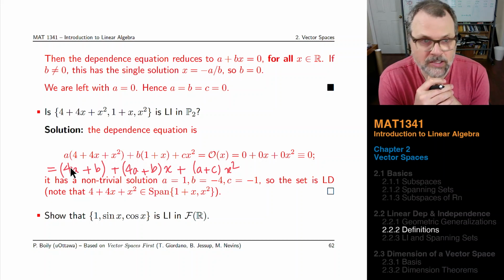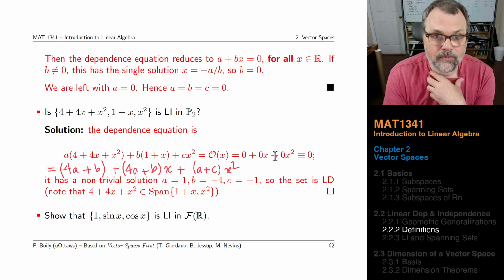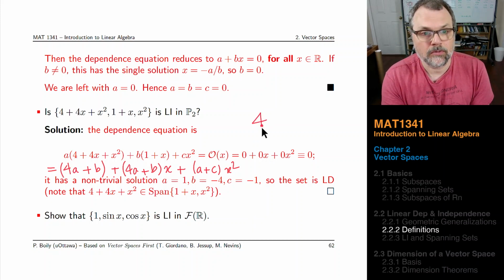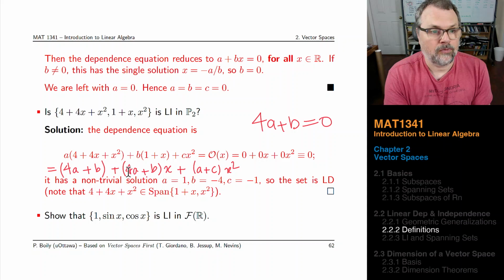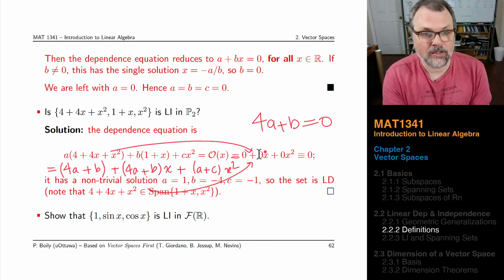When is this equal to the 0 vector? Well, whenever 4a plus b is equal to 0, and the linear term is also whenever 4a plus b is equal to 0. So both of these terms give me the same equation. I won't rewrite it. And the last one is this one here, where a plus c is also equal to 0.